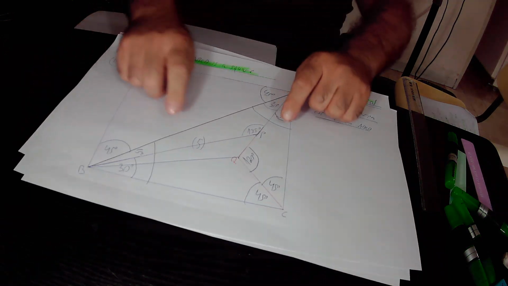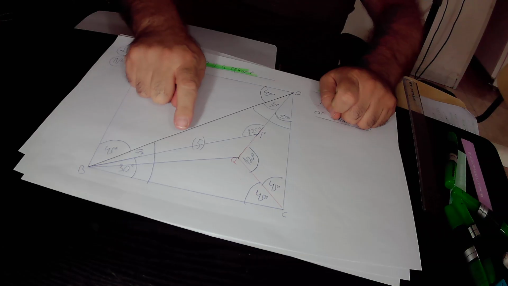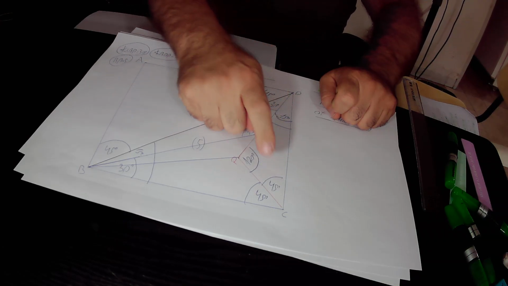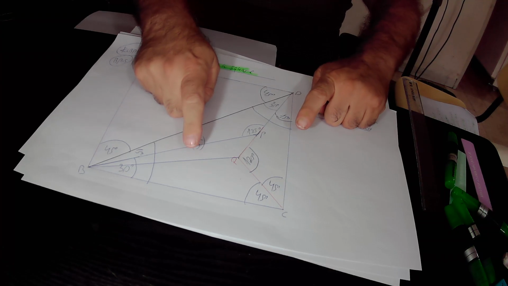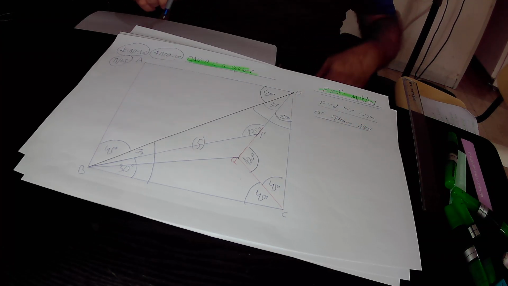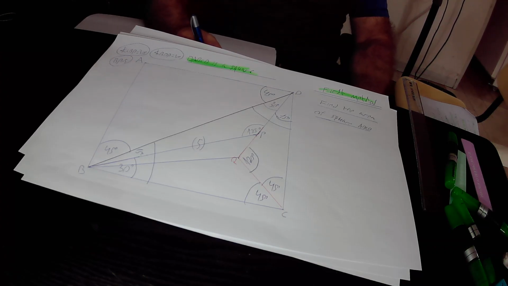So why can those two triangles go into each other? First of all, side BC of triangle BQC equals side DC of triangle DQC. They are both sides of a square, therefore they are equal to each other. So BC equals DC.